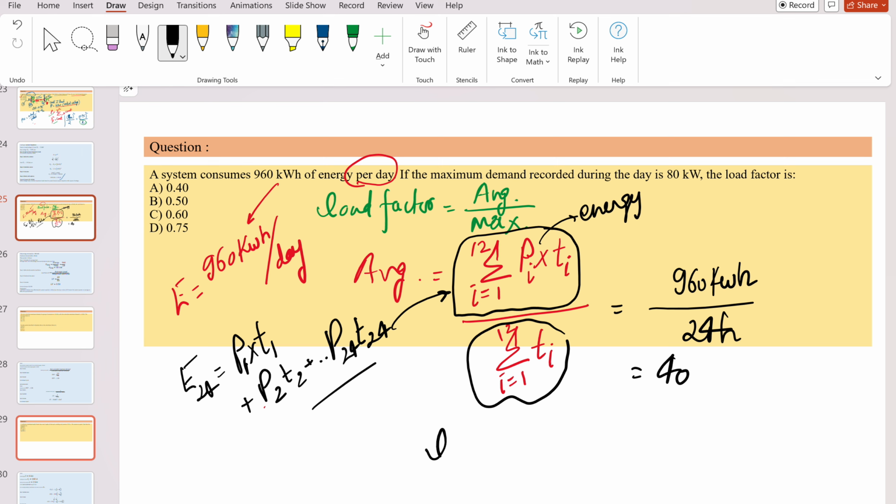So what is the load factor? If you try to calculate, because the maximum is already given, it is 80. So it will be 40 average divided by 80, it will come out to be 0.5. So the correct option is option B. Okay, that's true. So the only thing you have to understand is that for the average, if energy is given, you can calculate it from that also.